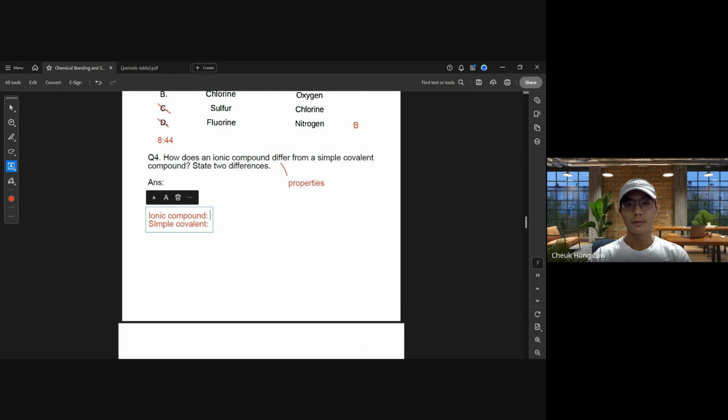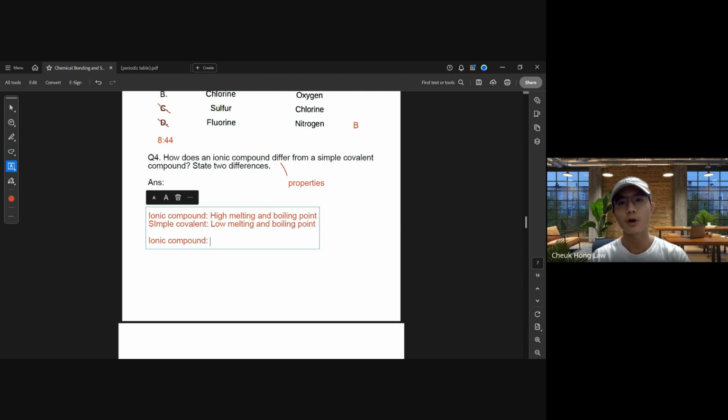Okay, in terms of melting and boiling point, which is the first property I always talk about when I mention the bonding, ionic compounds have high melting and boiling point. But simple covalent, they have low melting point. That's because of the difference in the forces. Okay. What's the second difference?